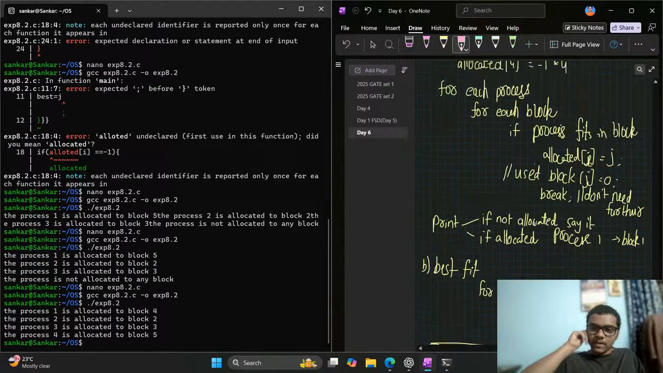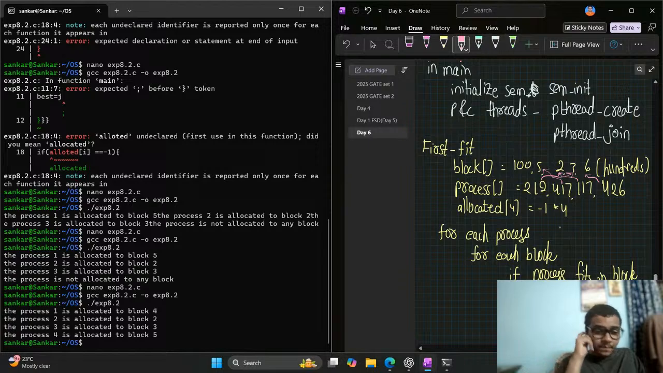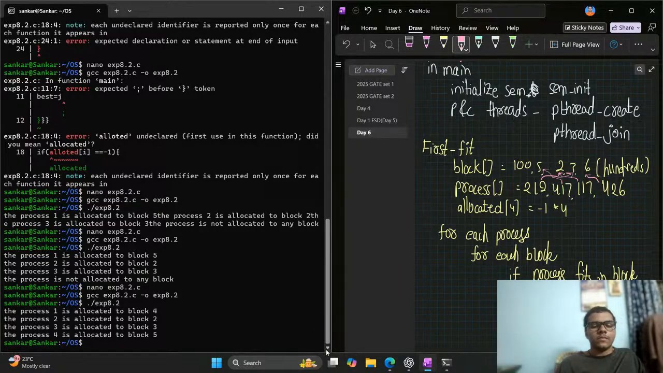Now let's see our mapping. Process 1 is allocated to block 4. Process 2 is allocated to block 2. Process 3 is allocated to block 3. Process 4 to 5. Yeah. We are good.